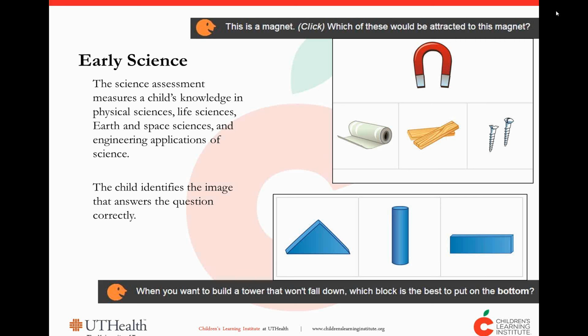This is an item at the top. This is a magnet, the teacher would say, and then points to the lower 3 options. Which of these would be attracted to the magnet? And then at the bottom you see an item. When you want to build a tower, the teacher would say, that won't fall down, which block is the best one to put on the bottom?